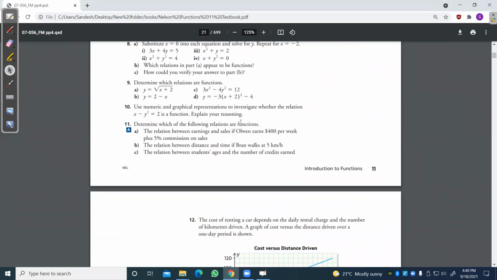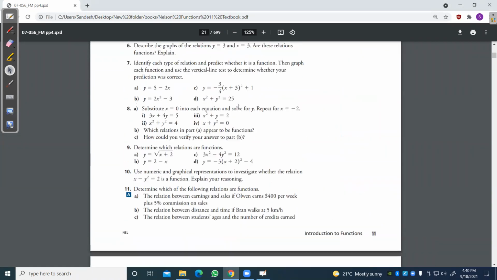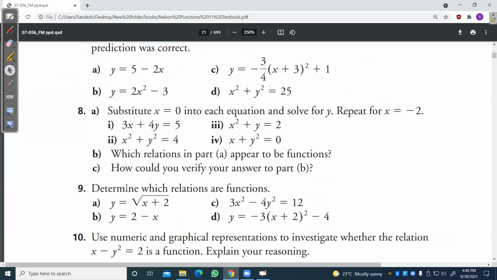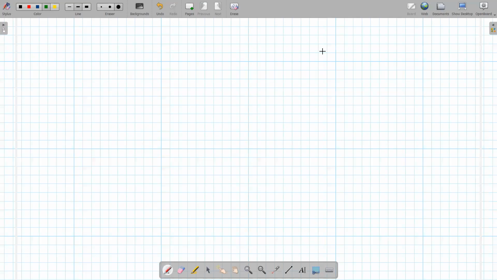All right, what if we complicate this a little bit? Okay, number 9, determine which relations are functions. Is this a function? y equals the square root of x plus 2. To understand that, you have to understand the parent function.